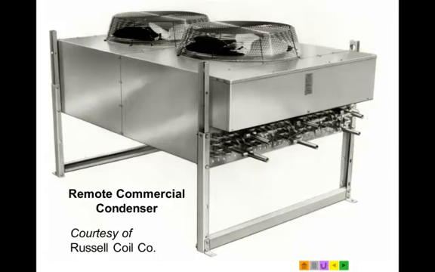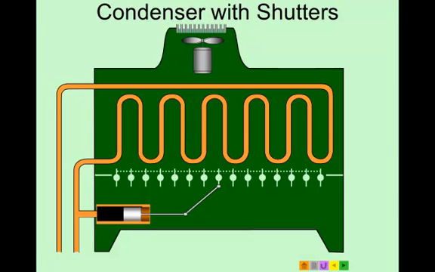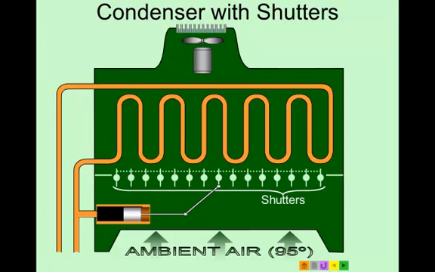Here's a remote commercial condenser, and it has multiple passes in it, meaning it actually has 3 coils in this condenser with 2 fans. Separate system circuits, 3 of them. So there's 3 condensers in this one housing. Here's the condenser with shutters on it. We have an ambient air of 95 degrees. When we have an ambient air of 95 degrees, the shutters are going to be fully open because the head pressure is going to be up and everything functions normally.